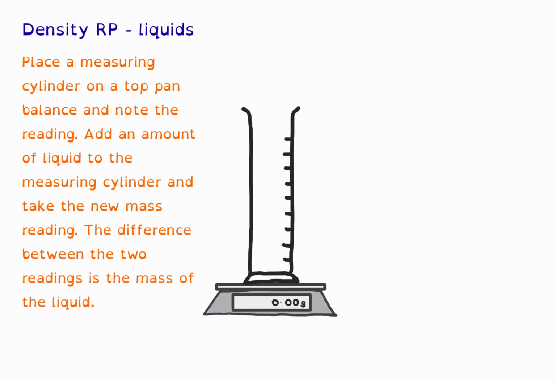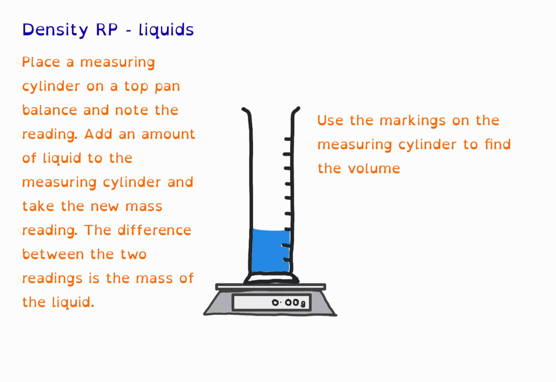To find the density in a liquid, place a measuring cylinder on a top pan balance and note the reading. Add an amount of liquid to the measuring cylinder and take the new mass reading. The difference between the two readings is the mass of the liquid. Use the markings on the measuring cylinder to find the volume. Divide the mass by the volume and you can find the density of your liquid.